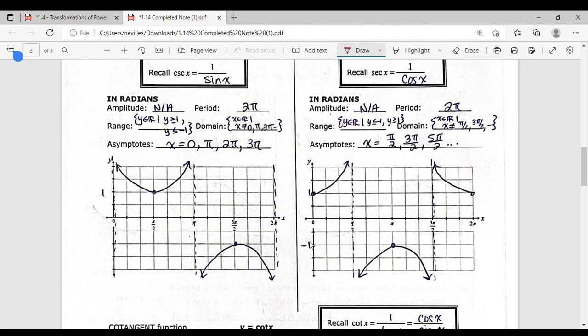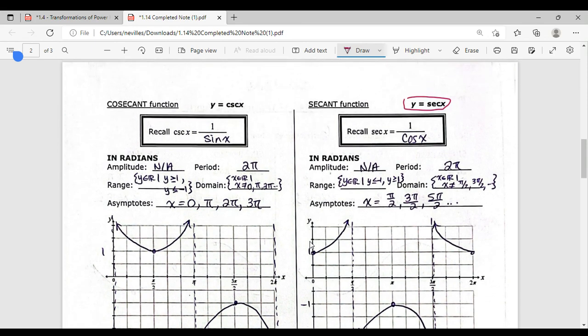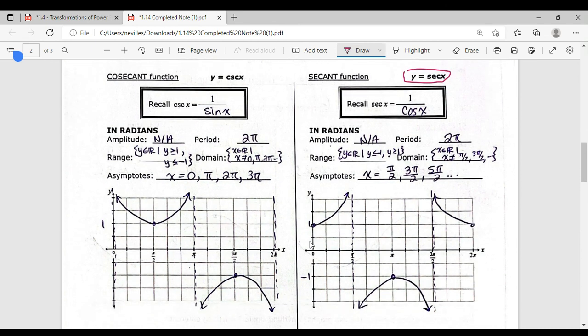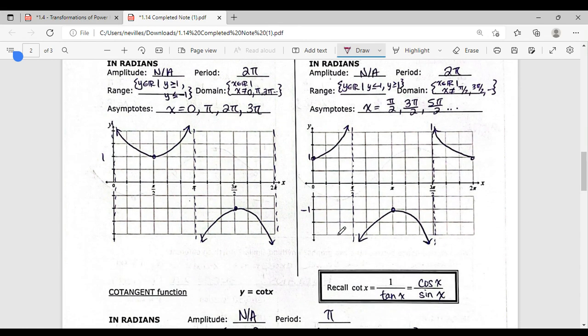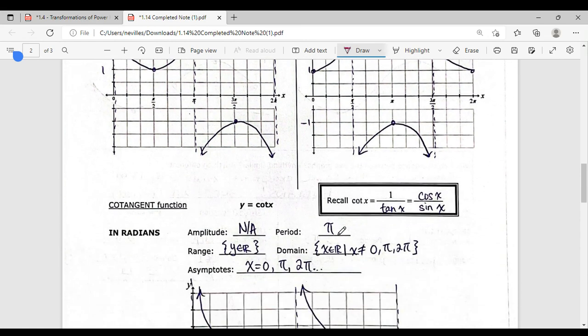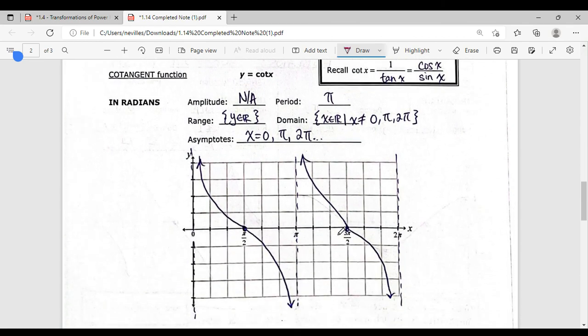You'll see I've already written the domain and range. There are no amplitudes in these inverse functions here, just because you're going to see that they go all the way to positive infinity and negative infinity. And you'll see that they are the exact opposite of the sine graph and cosine graph. So take some time to study what these graphs look like. And in the next lesson, we'll look at how they transform.